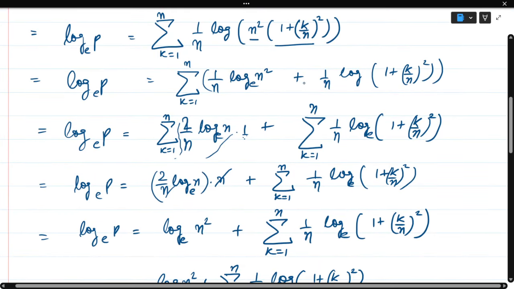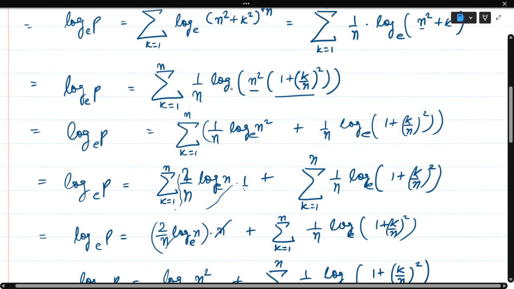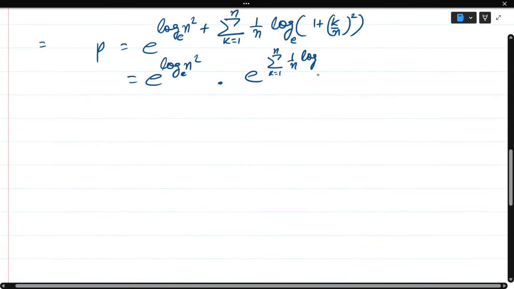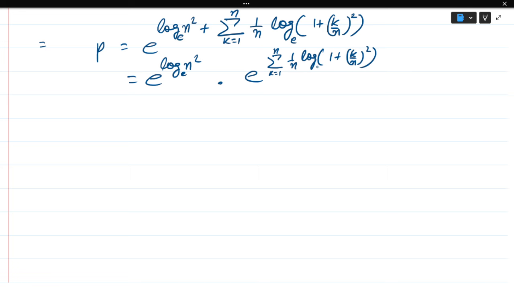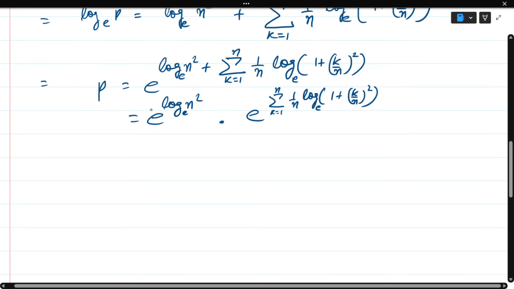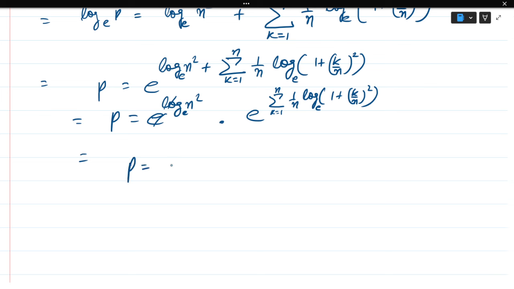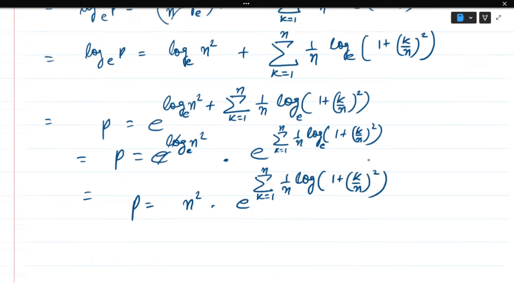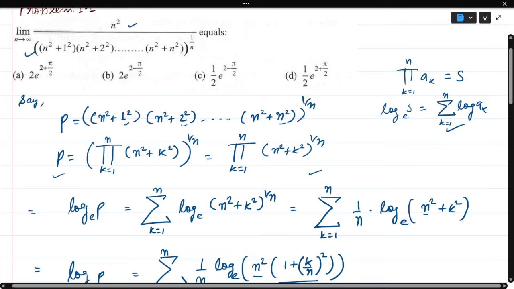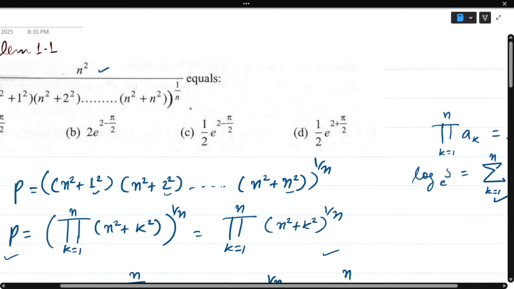Okay, so now further what? Further, it will be summation k equal to 1 of log (1 plus k by n) whole square to the base e, right? So this log e gets cancelled out, so we get p equal to n square e whole to the power summation k equal to 1 to n, 1 by n log (1 plus k by n) whole square. Now using the value of this p, we can replace this denominator term.